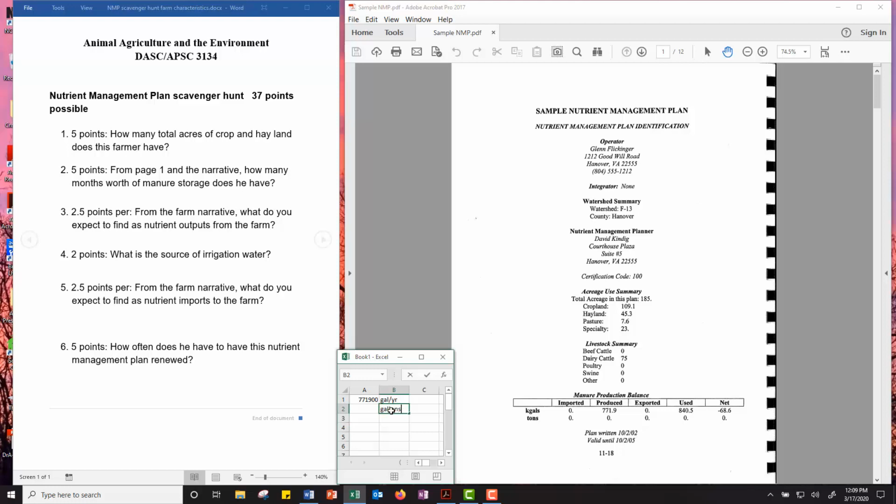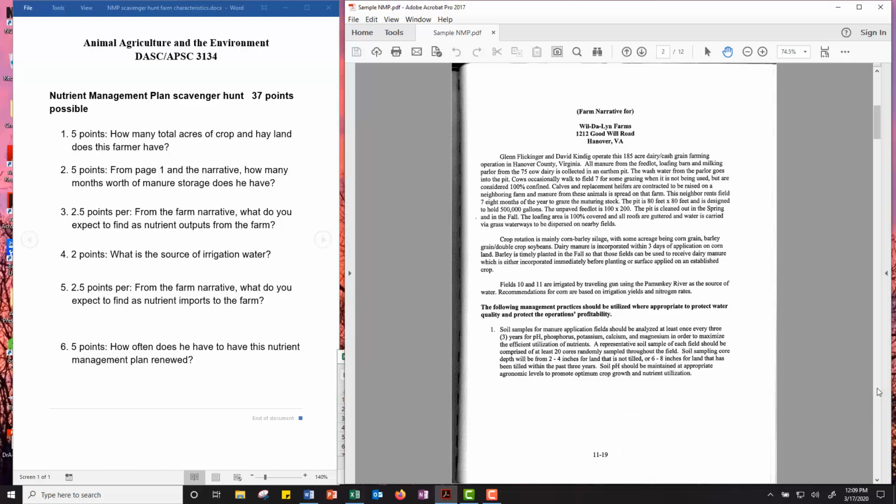So where do we find the volume of manure storage that he's got? I'm going to go to the next page. I'm going to look at the narrative. And right up here in this first paragraph, it says his manure pit is 80 feet by 80 feet and is designed to hold 500,000 gallons of manure. And so that's the other number that we need, 500,000 gallons of manure.